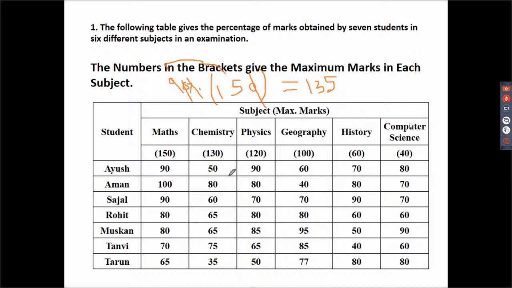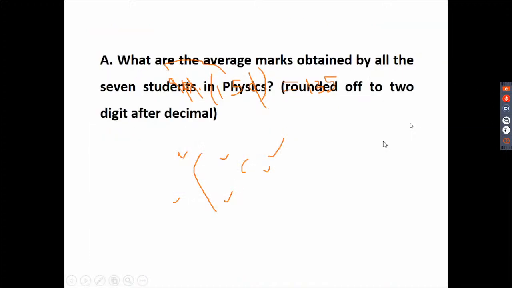So Ayush getting 50% of 130, nothing but 65. 90% of 120 means 9 12s are 108. Sajal getting 90% of 150 means 135. 60% of 130 means 13 6s are 78, like that. So what is the question first of all? What are the average marks obtained by all the students? Average means total marks by 7 subjects.